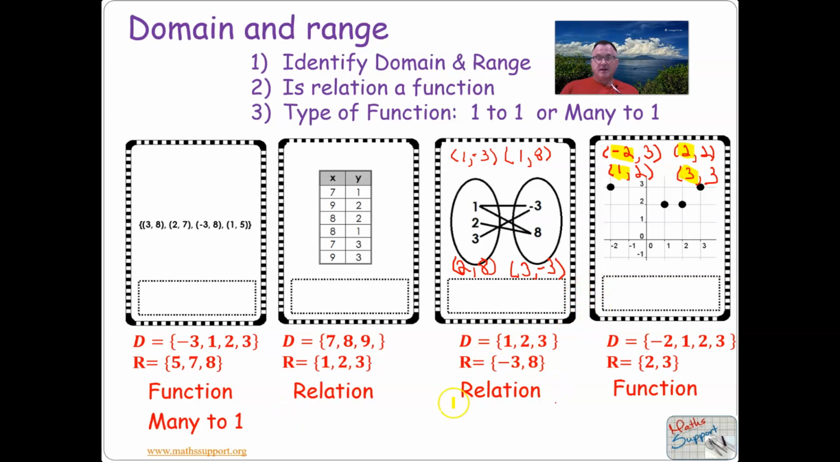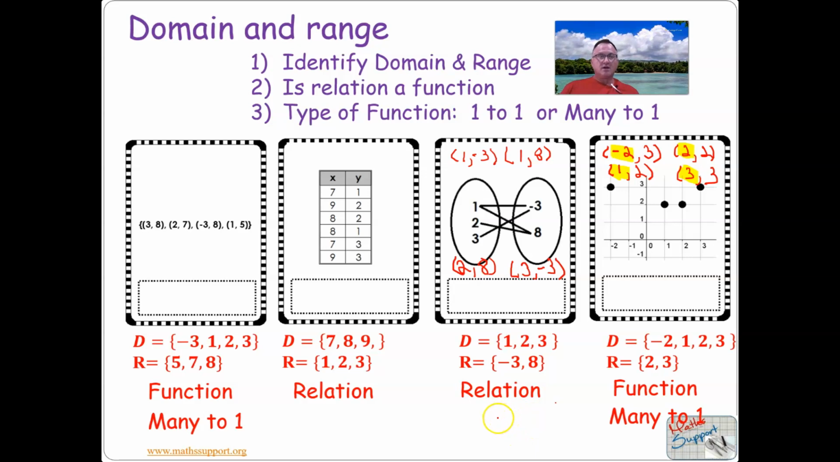Now, is it many-to-1 or 1-to-1? Well, if the y coordinates repeat, then it's many-to-1. So 1 is covering 2, and 2 is also covering 2. So 2 is getting double covered by 1 and 2. And -2 is covering 3, and 3 is covering 3. So this would be a many-to-1 function.